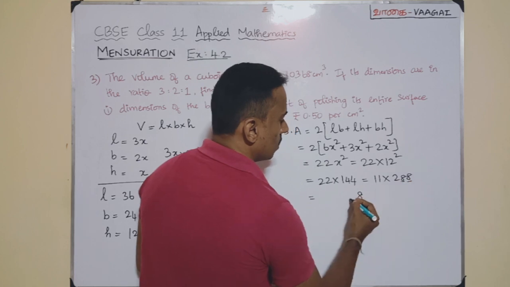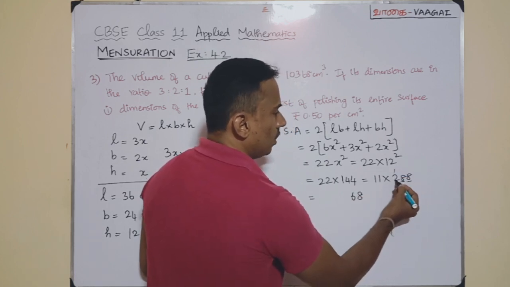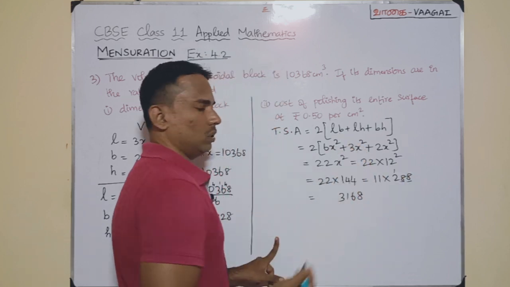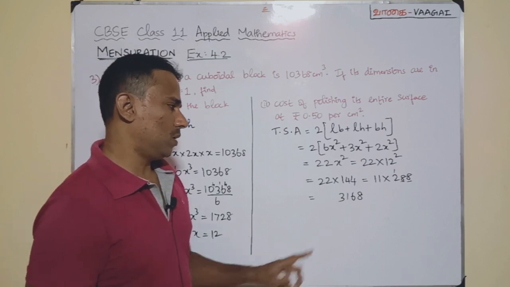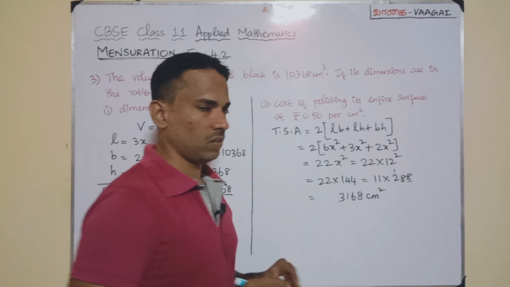This is 8 plus 8, 16, and then I will have 1 carry. 8 plus 2 is 10. 10 plus 1 will be 11. Again 2 plus 1 will be 3. So this is an easy way to multiply this. So 3168. So 3168 centimeters square will be the total surface area.